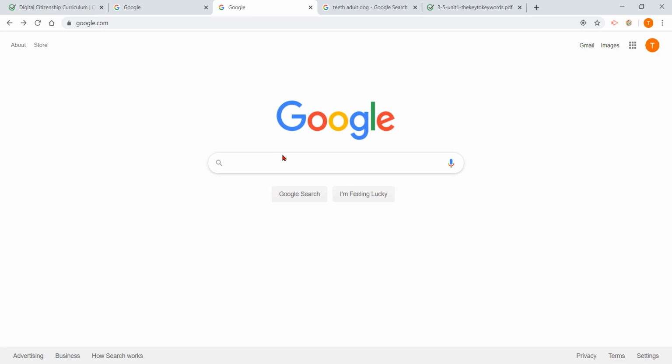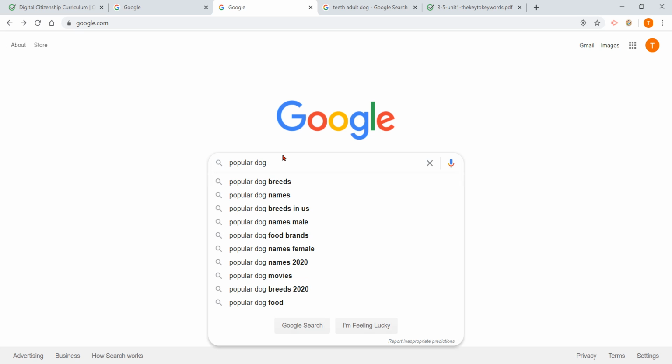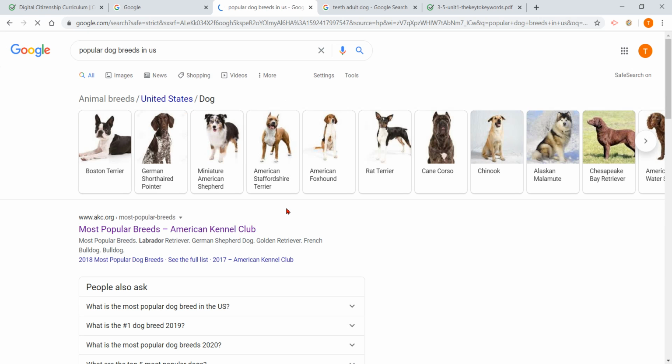Popular dog breed. Aha, here we go. Popular dog breeds in US. So you've seen that before where you start typing into Google and they start to predict what you're looking for. So popular dog breeds in the US. Let's try that. Oh, look at that. Okay, so AKC again, that's a pretty good, reputable website. Let's click on that.